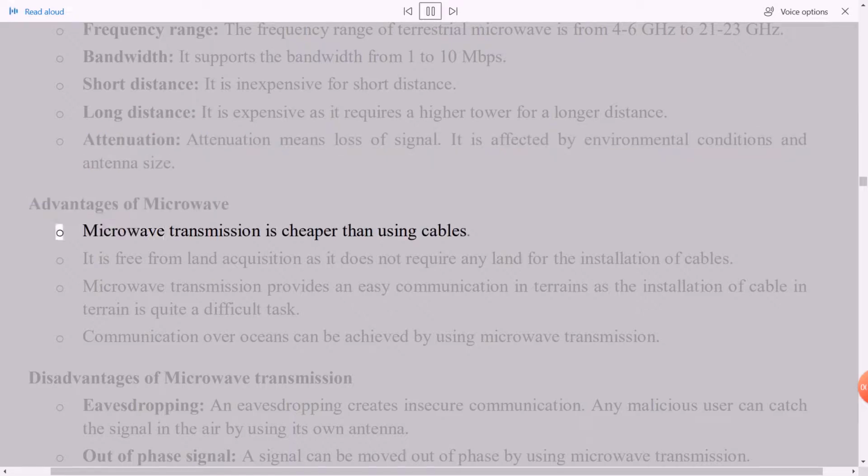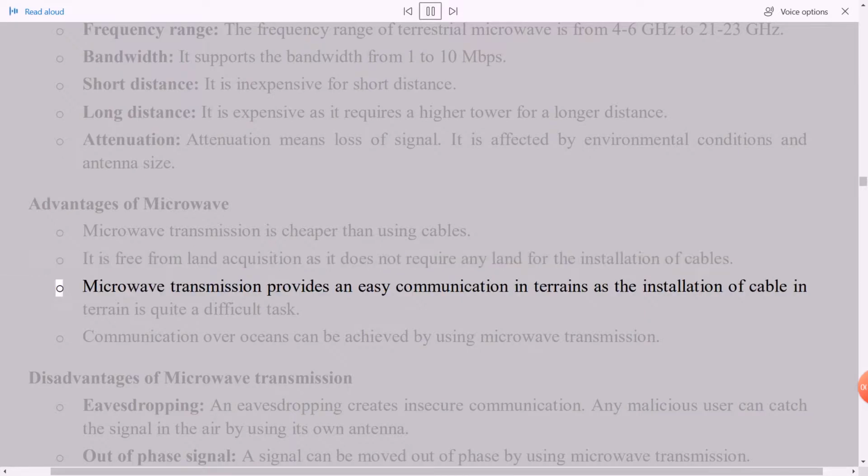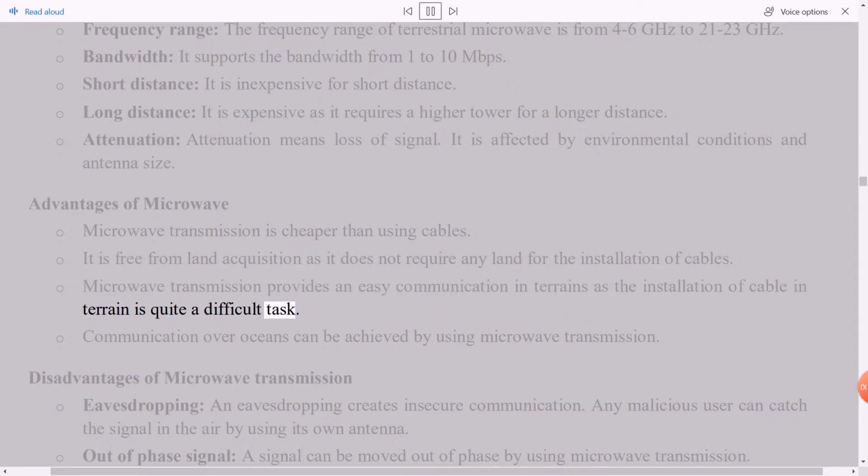Advantages of microwave. Microwave transmission is cheaper than using cables. It is free from land acquisition, as it does not require any land for the installation of cables. Microwave transmission provides easy communication in terrains, as the installation of cable in terrain is quite a difficult task. Communication over oceans can be achieved by using microwave transmission.